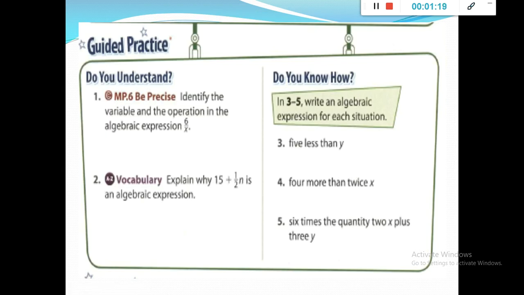Here, I will start directly with the questions because I will try to explain the lesson through these questions. Number 1. Identify the variable and the operation in the algebraic expression. This algebraic expression is 6 over x.